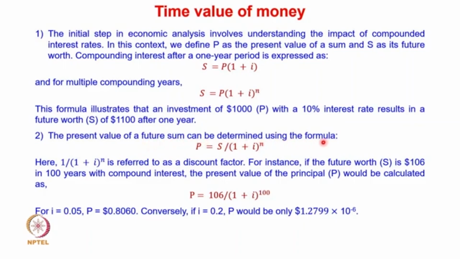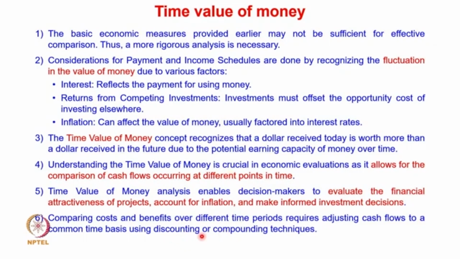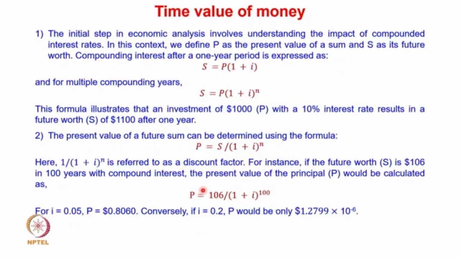Again, the present value of a future sum can be determined using a formula. Whatever return we are getting in the future, if we want to see its present value, we can get P as S divided by (1 plus i) raised to the power n. With this formula we can calculate the present value of the amount which we are going to get in the future. Here 1 upon (1 plus i) raised to the power n is what we call the discount factor. Remember, in the last slide we said discounting factor. So 1 divided by (1 plus i) raised to the power n is the discounting factor.